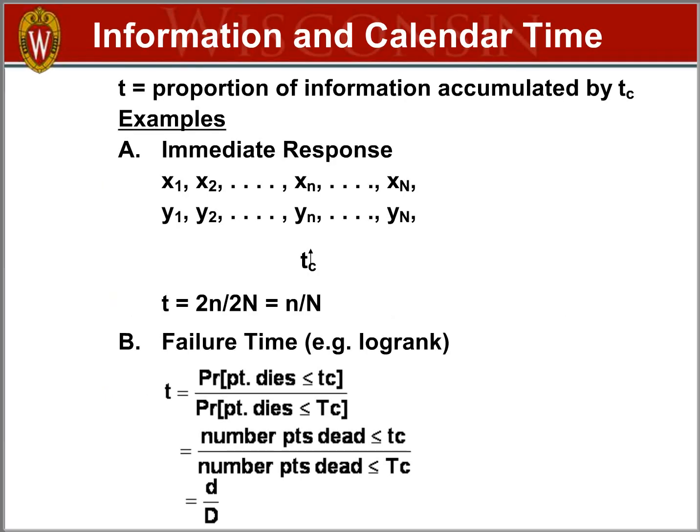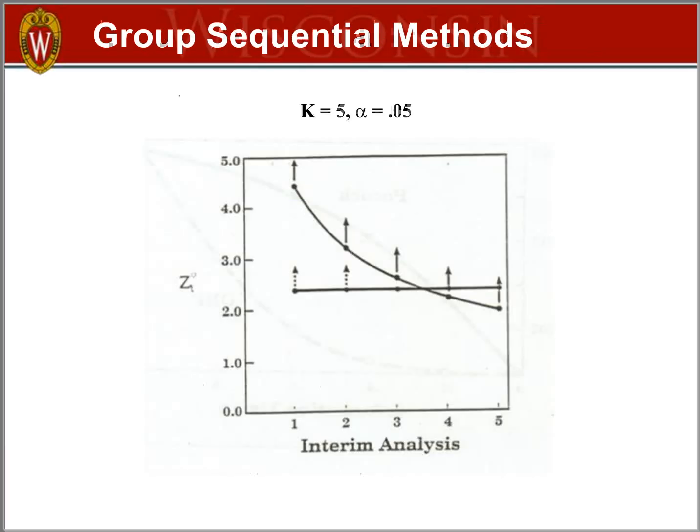As I said, information time can be expressed as the proportion of observations you have observed to date, which I've labeled as little n, the number observed, over capital N, the number you plan for, or it can be a proportion of the number of events, say, for example, the number of deaths you've observed, over the number of deaths you expected to observe based on your design, little d over capital D. If you go back to the graphs of the three sequential boundaries, I've listed two of them here and indicated the idea of spending alpha.